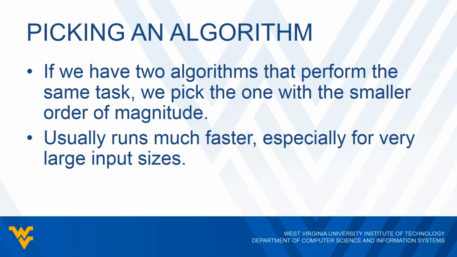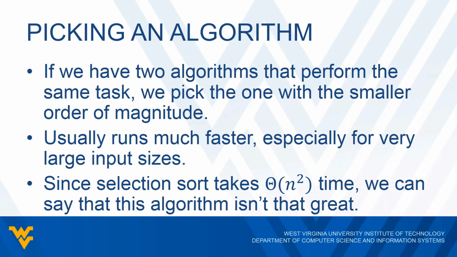So in this case, selection sort takes theta of n squared time. So we can say that this algorithm really isn't that great. In fact, there are much faster sorting algorithms than selection sort, but here we talked about it because A, it gives us an example of a theta n squared time algorithm, and B, it's a very simple algorithm to understand.